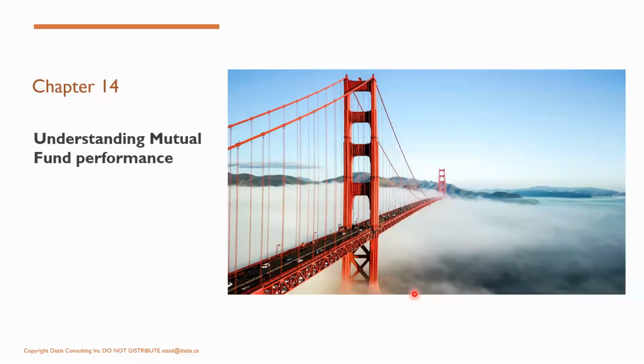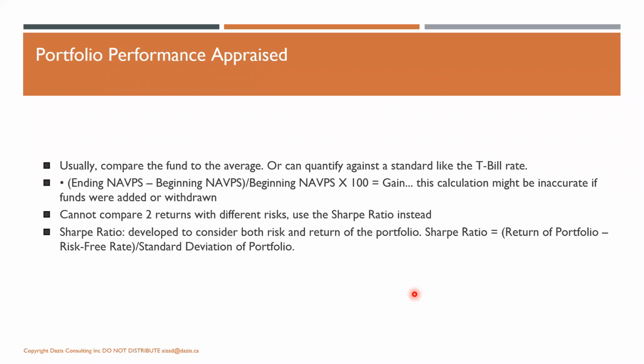Okay, so now we jump to chapter 14, understanding the performance of mutual funds. In the performance of mutual funds, we compare the fund to the average. So how do we measure the performance? Compare the fund to the average, or you can quantify against a standard like the T-bill rate. If this is a money market fund, you can compare it to the T-bill return. So you have to compare apples to apples.